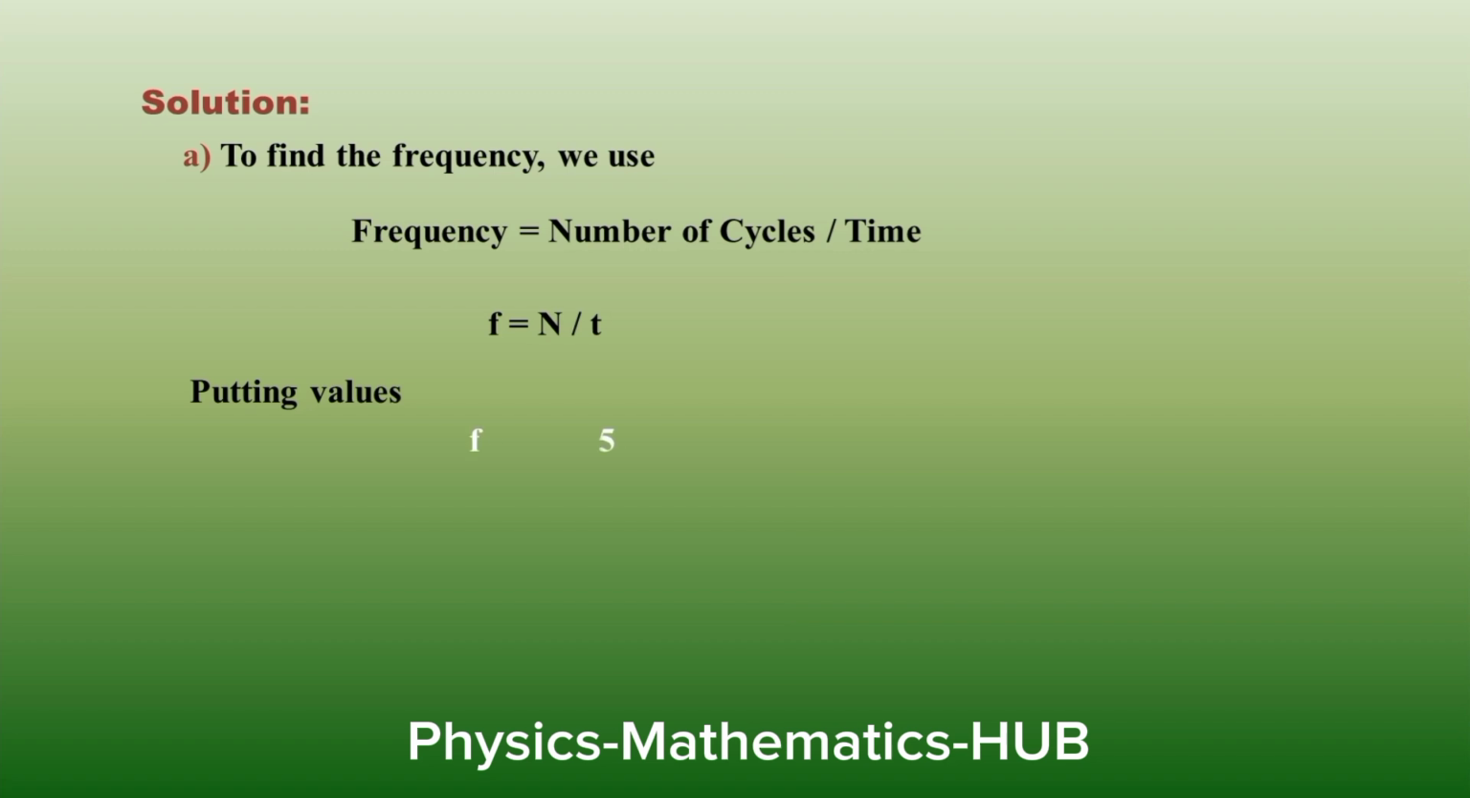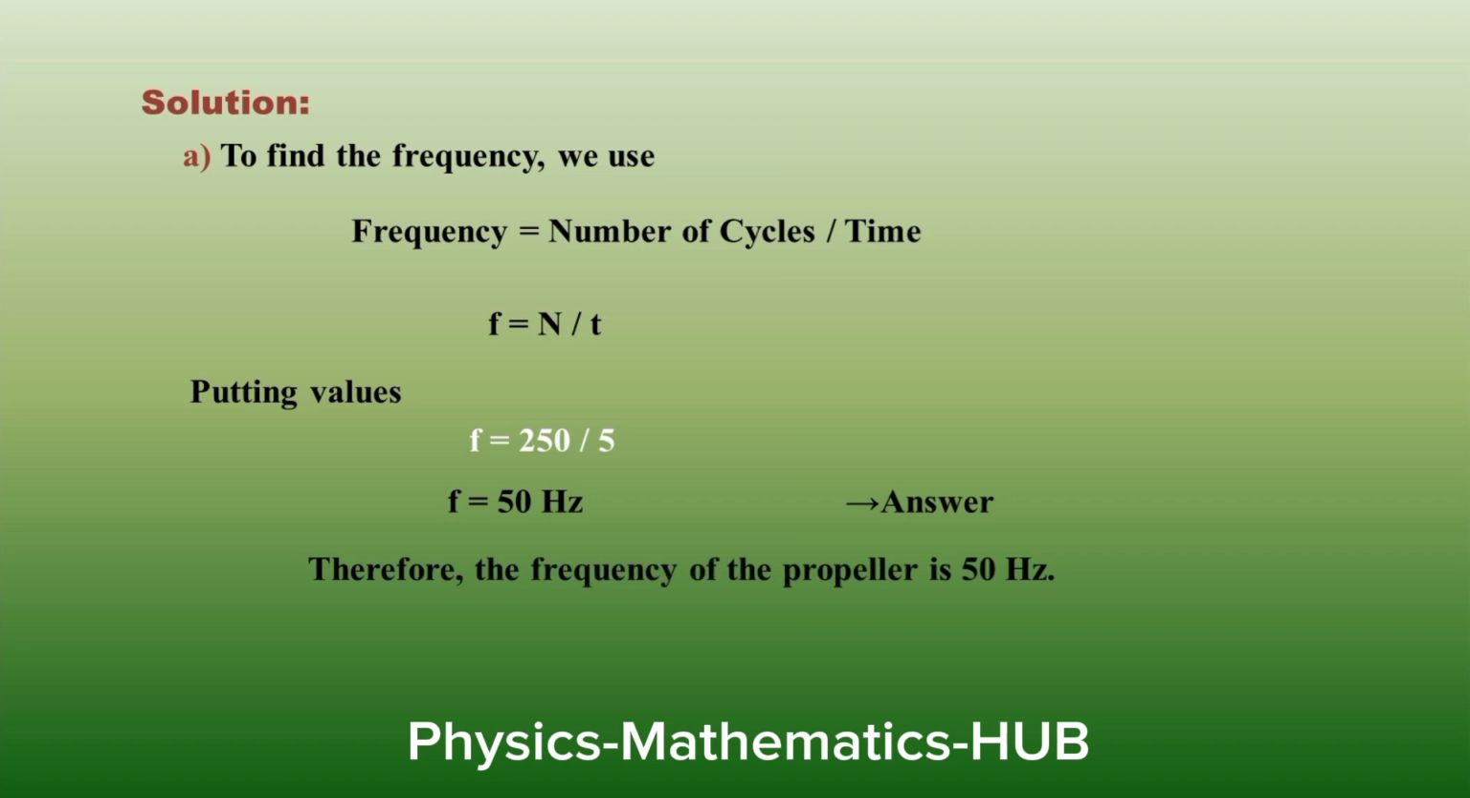Putting values, we get f = 250 / 5. Simplifying, we get f = 50 Hertz. So the propeller completes 50 cycles per second, which is the required frequency of the propeller.